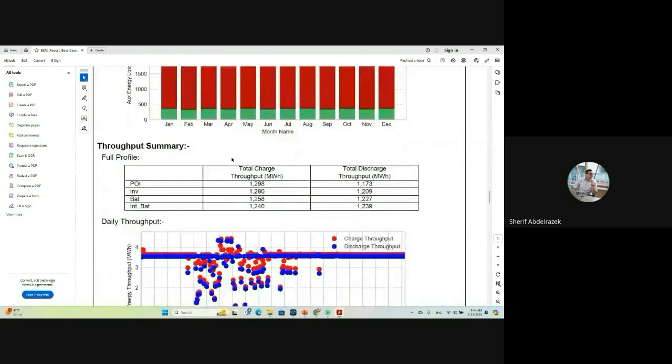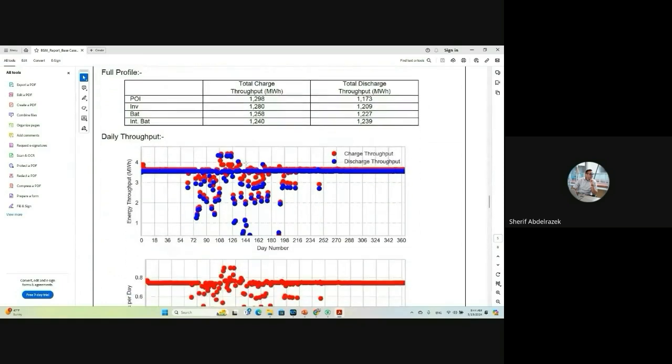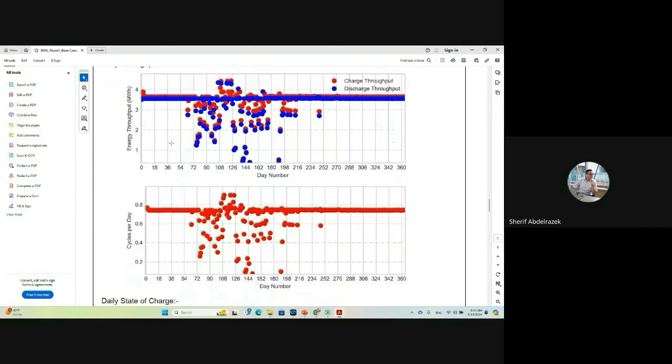So we talked about this diagram. Now for the throughput summary here. This section tells you, at different points in the project, how much throughput you had while charging and discharging, right? And then gives you some diagrams for daily usage. So we provide it in megawatt hours because a lot of OEMs like to use discharge throughput as a metric for performance guarantees. Others like to use cycles.